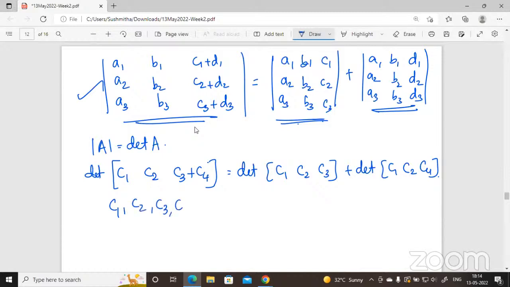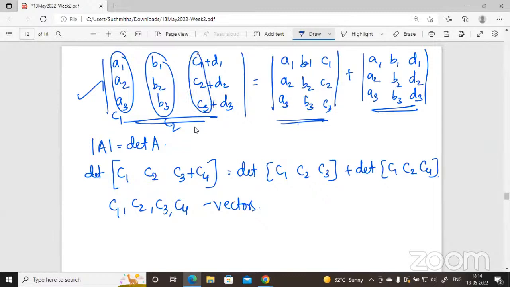Ma'am, what exactly does it mean? Determinant of C1, C2, C3 means the determinant of this. You take the first column, represent this as C1, represent this as C2, column 1, column 2, say this is C3. Okay, fine. This is column 4 or something like that. I'm just representing each column as a vector and writing it down in the short form like this. Okay.